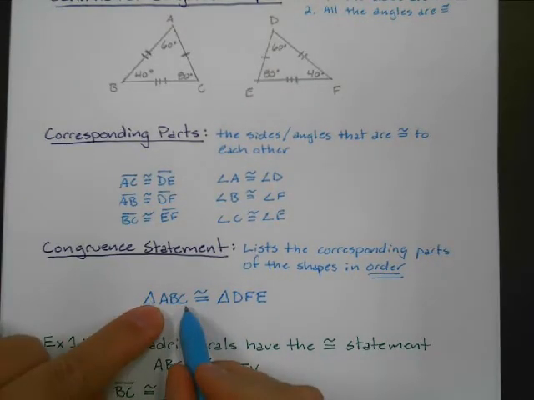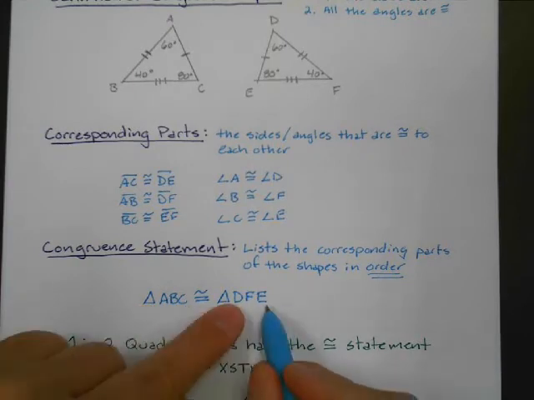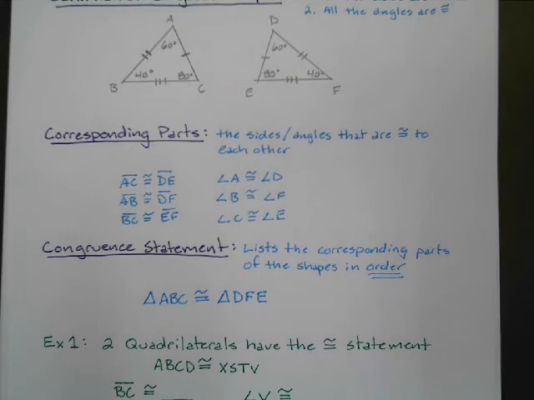The first and the last, AC, had 1 tick mark. The first and last here, DE, has 1 tick mark. So I suggest that you set it up by putting the angles in the correct order first, and then the sides automatically become in the correct order, where all the corresponding parts are matching up now.